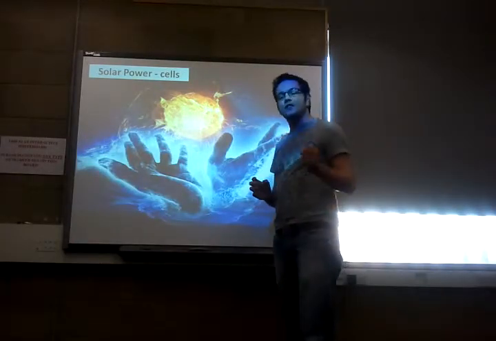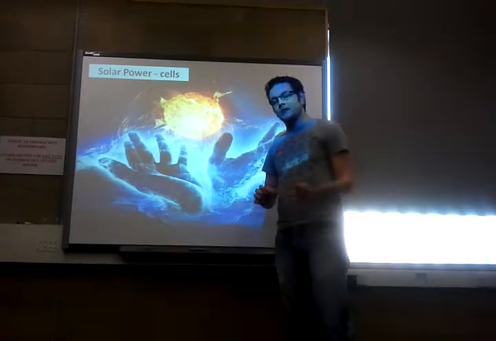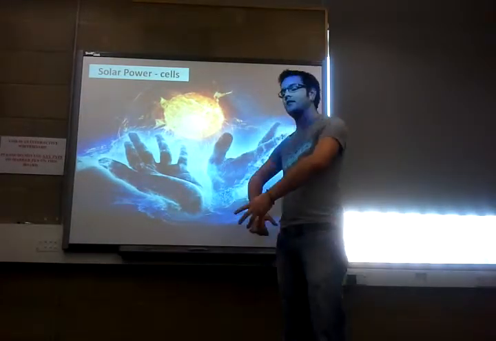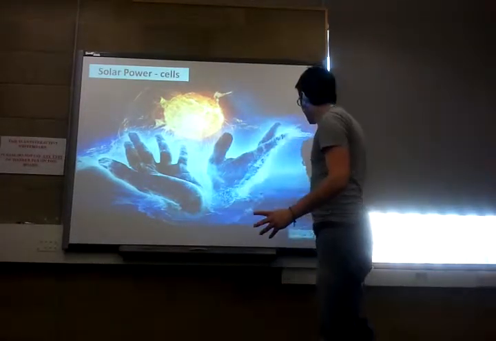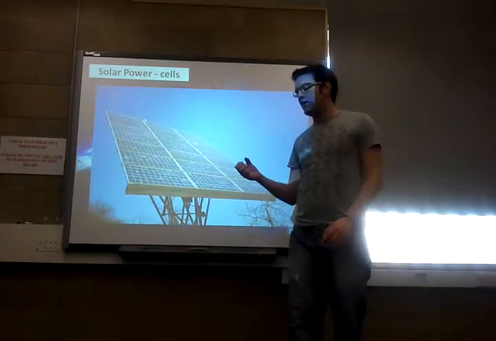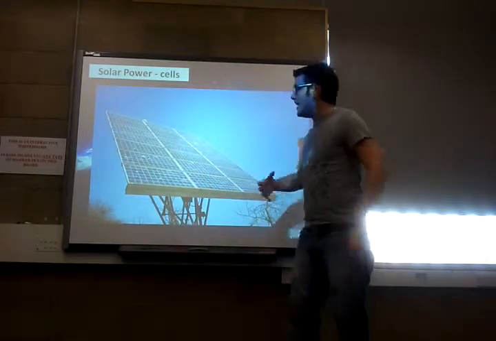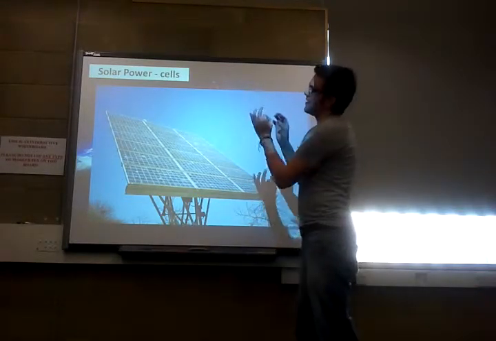Now, solar power. There are two types of solar power. We introduced this at Key Stage 3. There's the solar cells and there's solar panels. So you should remember most of this from Key Stage 3. Our solar cells actually directly convert light energy from the sun into electricity. They're amazing little things. They could be that big, they could be that big.